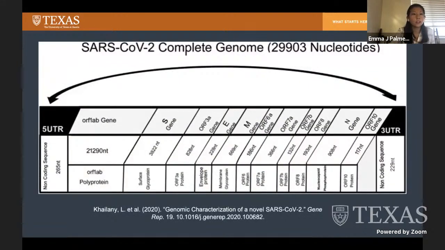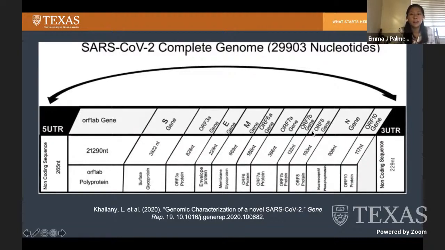So here is just an overview of the SARS-CoV-2 complete genome. SARS-CoV-2 is made up of 30,000 nucleotides. So that's our A's, C's, T's, and U's that make up the genetic code. And if you compare this to the human genome, we are made up of a little over 3 billion nucleotides. And so this virus has a 100,000 times smaller genetic code than us, but it's wreaking havoc on our world.